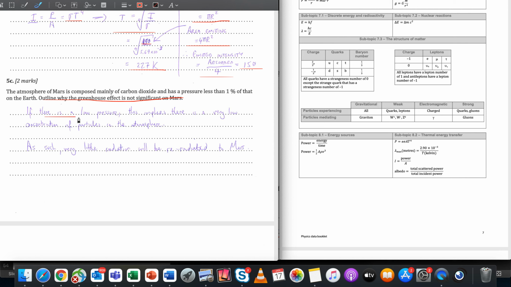Well, if there's a low pressure, then that means there's a very low concentration of particles. Low pressure means low density. It means there's very little material doing any absorbing. Remember, in the greenhouse effect, we're looking at the effect of absorption and then re-radiation. So as a result, very little of the radiation emitted by Mars will be re-radiated to its surface, and therefore there will be very little greenhouse effect observed on this planet.